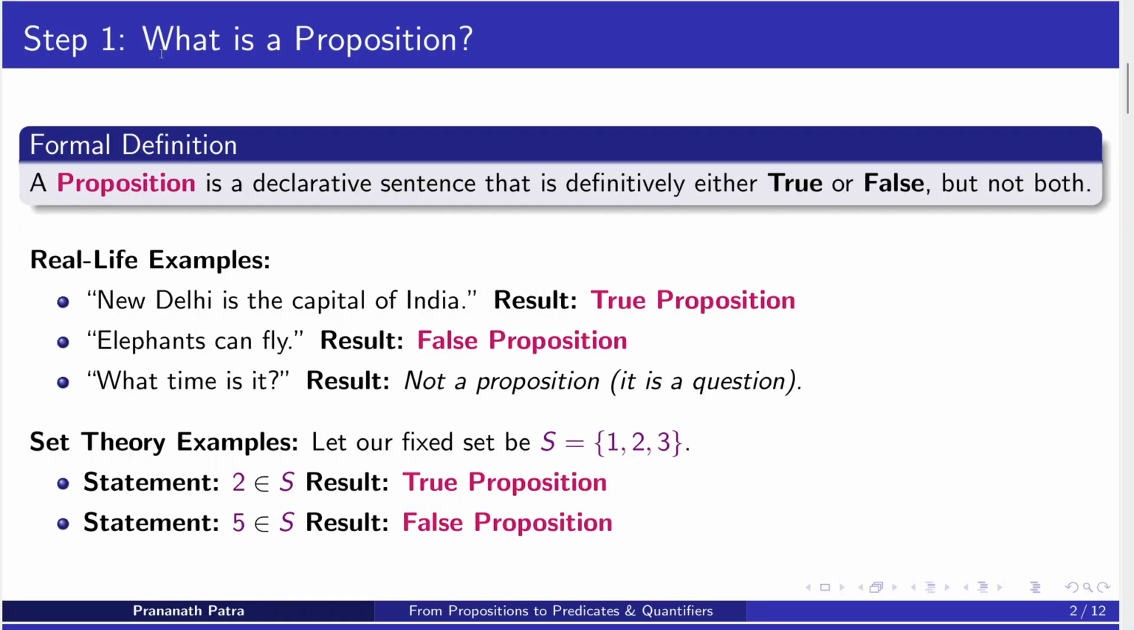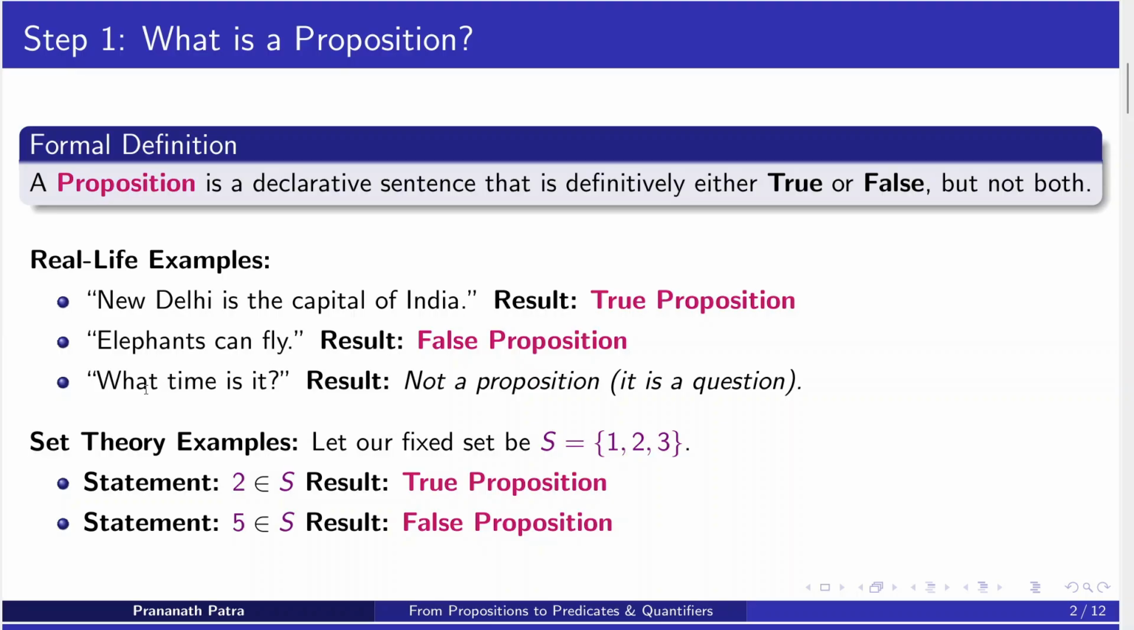Step 1. What exactly is a proposition? By formal definition, a proposition is a declarative sentence that is definitively either true or false, but it cannot be both. Let's look at some real-life examples. New Delhi is the capital of India. This is a true proposition. How about elephants can fly? This is clearly a false proposition.